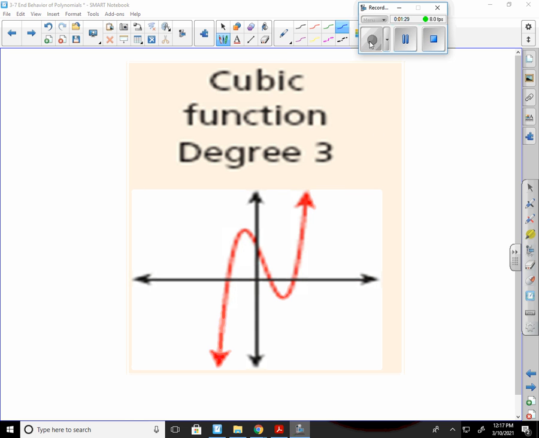A cubic function has a degree of 3. That's y equals x to the third. And you'll notice this one, they go in opposite directions again. So it's going up and to the right, then goes down and back up. But if I'm looking at the ends, on the left side it goes down, and on the right side it goes up.